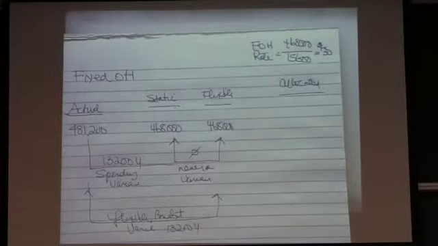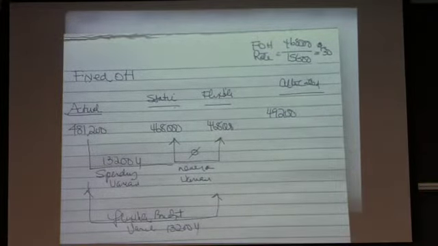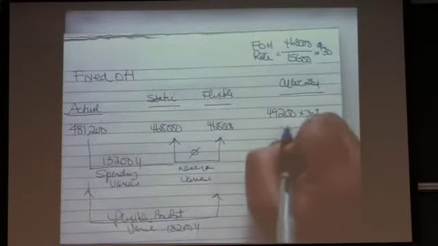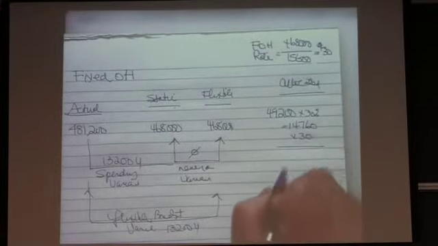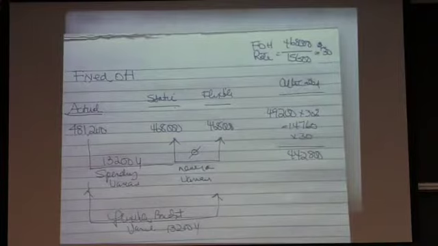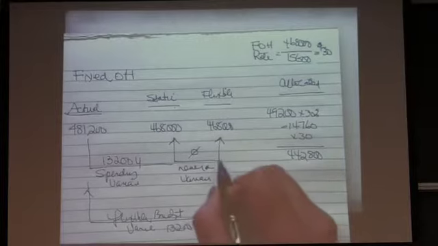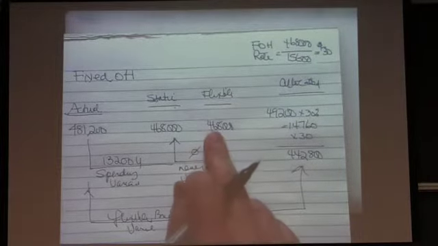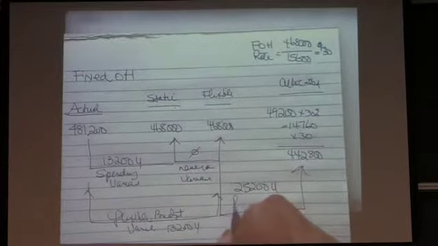How many units did we actually produce? Output is 49,200. How many machine hours? It would have been 0.3 times 49,200, times 30. This gives us 442,800. Now, the difference between 442,800 and 468,000 is what I call the production volume variance.